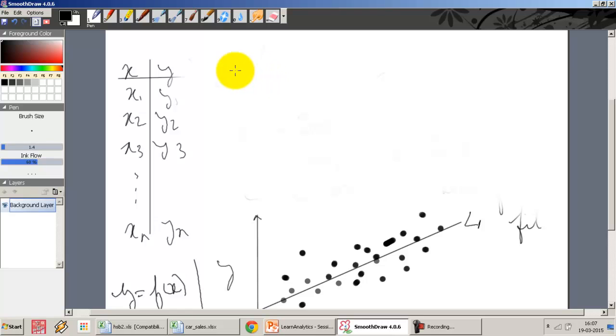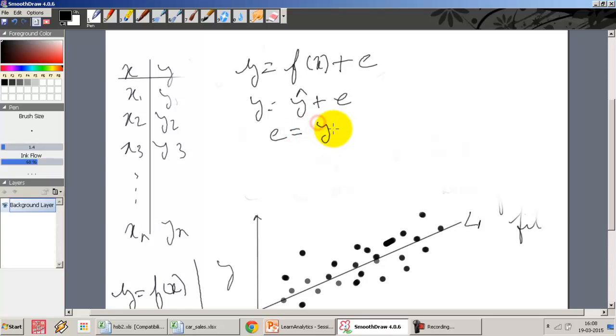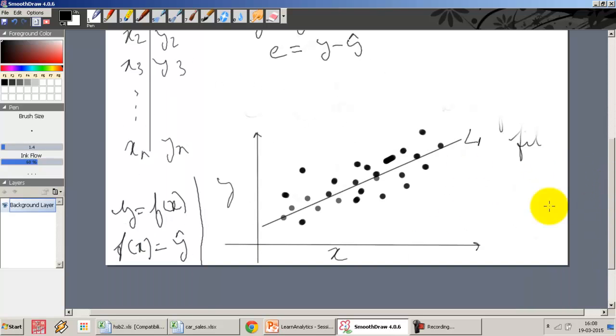So we know that y is equal to some function of x plus the error that we get. Or y is equal to a function of x, which we can replace by y hat, plus error, where error is simply the difference y minus y hat. Now y hat is going to be the value of y for any given value of x as per the line. If I look at the x over here, this is the value of x, and for this value of x, the line actually gives us a value of y hat over here.